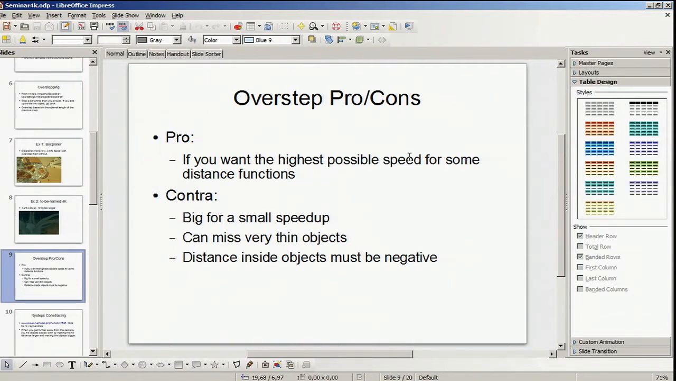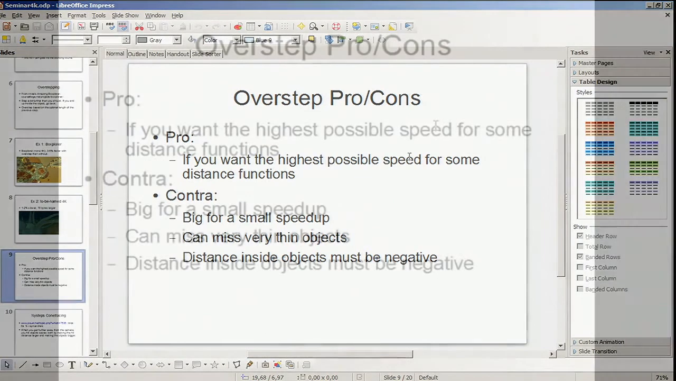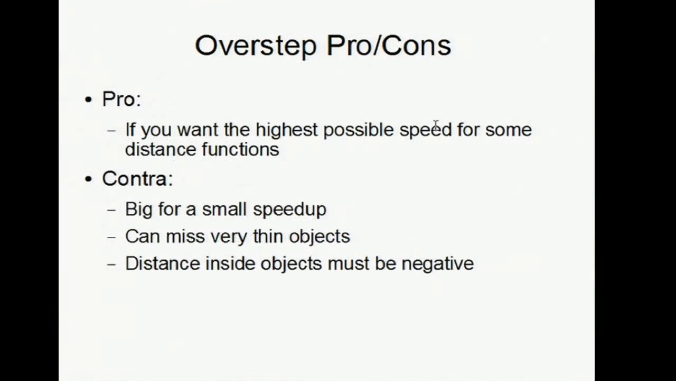But it's fairly big for a 4K, and if your objects are really, really thin, you can step through them. This happens especially if your distance function is not a signed distance function, but unsigned. If you have a plane and you have positive values on both sides and you step through it and you don't notice and you just continue marching, you have holes in your objects.